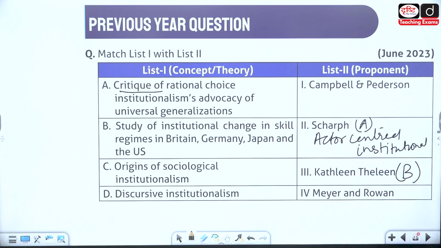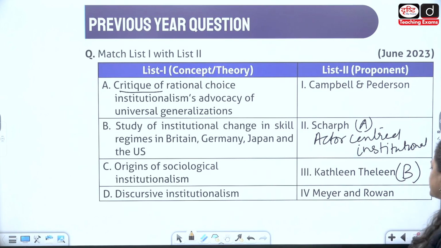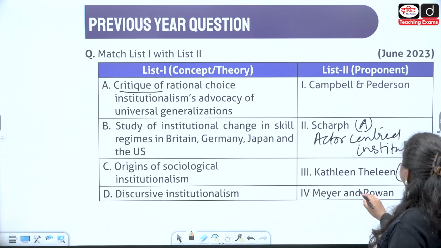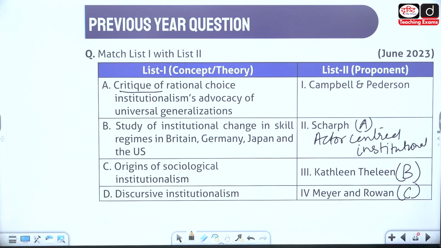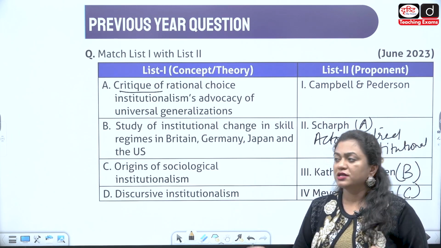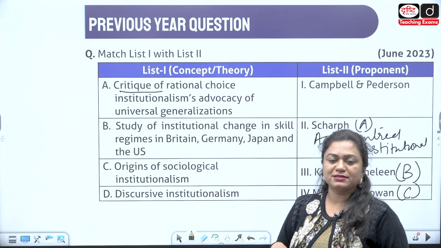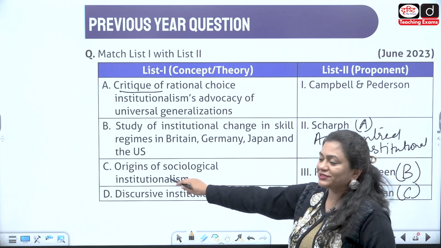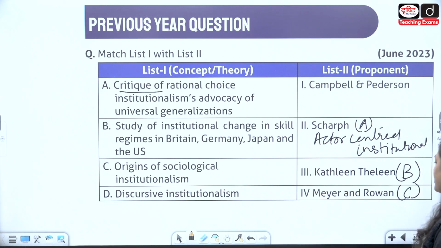Then we have origins of sociological institutionalism. It is with Meyer and Rowan. So these thinkers have discussed the origins of sociological institutionalism. So here I am putting C. Meyer and Rowan spoke about formal structure as myth and ceremony. They discussed formal institutions as myth and ceremony, which is why they are associated with the origins of sociological institutionalism.